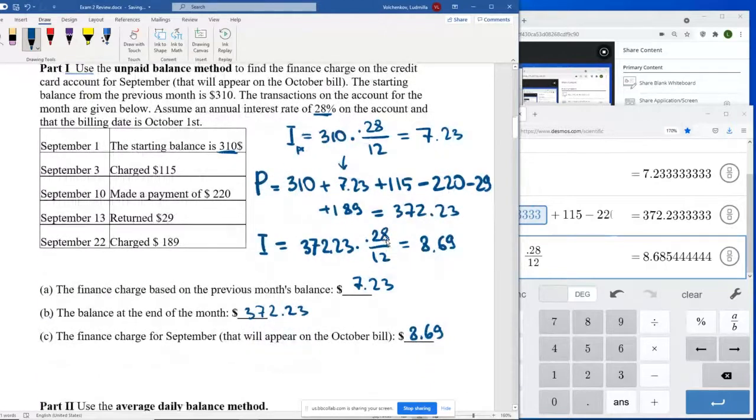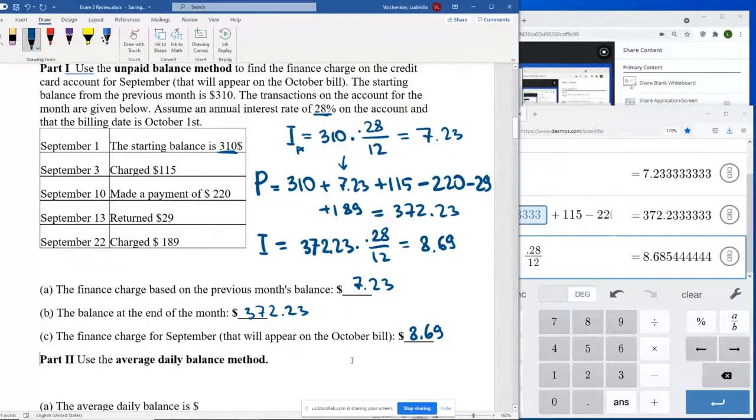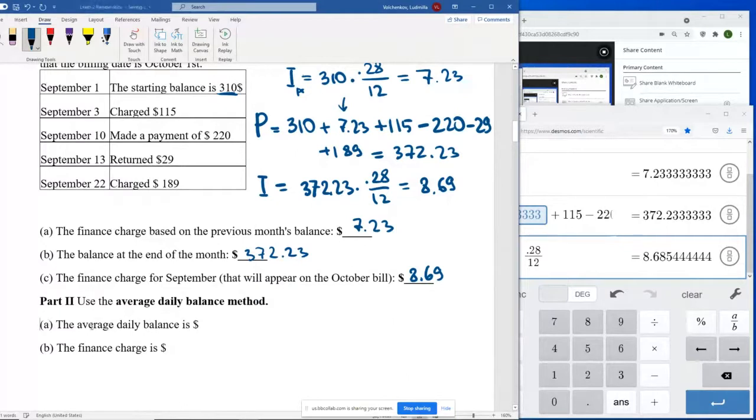Okay, the second part, use the average daily method to find the finance charge. In the average daily method, we care about every date. September has 30 days. And first we must determine for how many days was every balance and what was the balance.